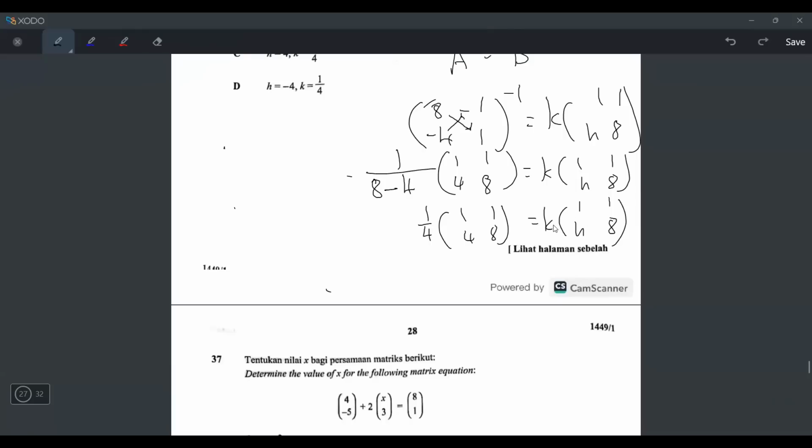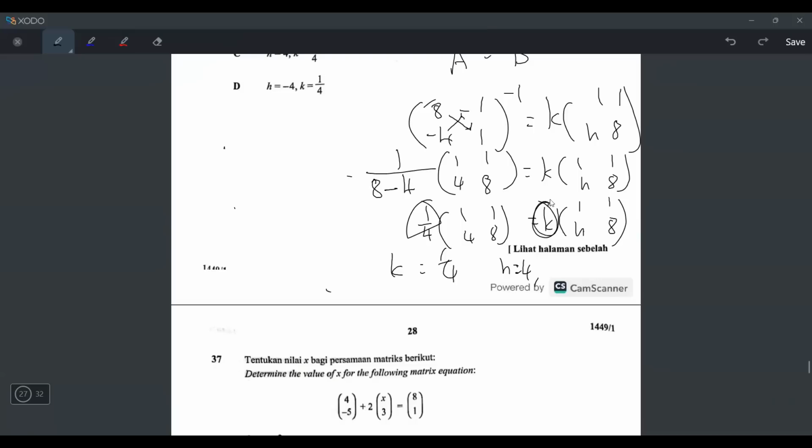But if you look at the right side, they never expand. They never darab masuk. So saya pun tak mau darab masuk lah, because I want to compare, right? If I darab masuk, then I cannot compare already. So now I will compare 1 sini dengan 1 sini, 1 sini dengan 1 sini. 4 is obviously H, so H is equals to 4 lah. And then 8 dengan 8, and then K is the whole thing. So K is 1 over 4.